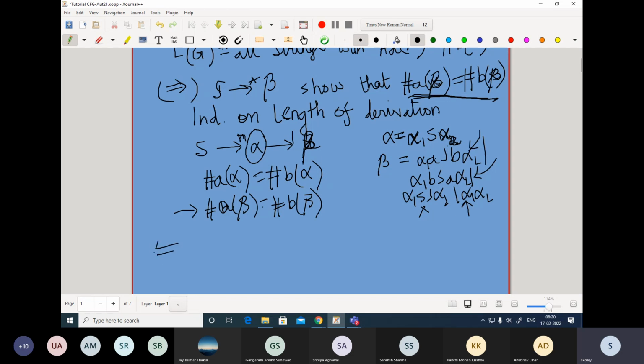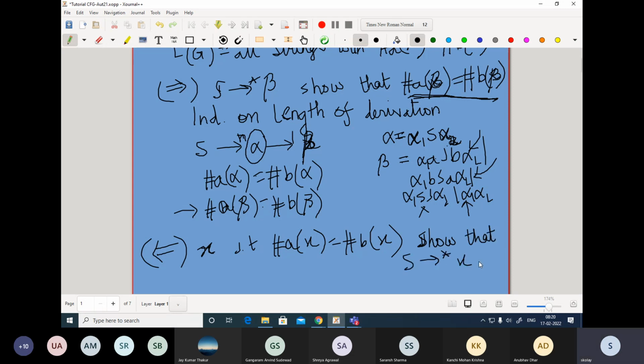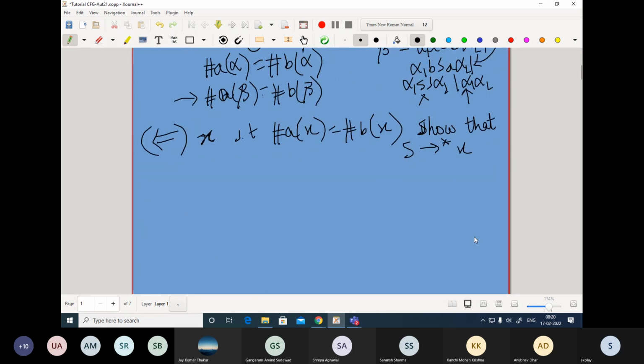Okay, now in the other opposite direction, suppose I take an x such that the number of A's in x is equal to the number of B's in x. How can I show that S derives x? How will you do this? Can you tell me what can be the form of x if this happens?